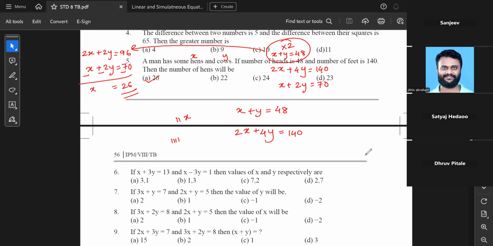Clear? Okay, so we can find out the number of cows and hens. Understand? Sanjeev, tell me, what's your doubt? Sir, can you please explain how x plus y, x plus 2y is equal to 70 came?